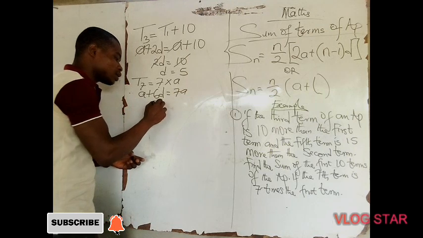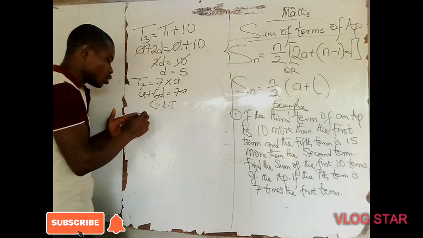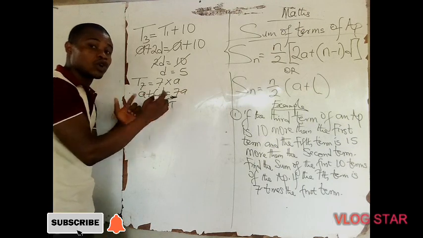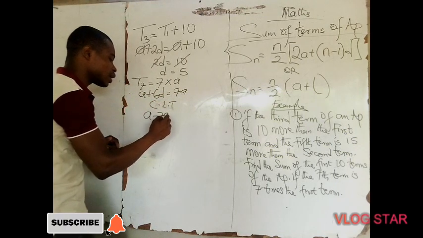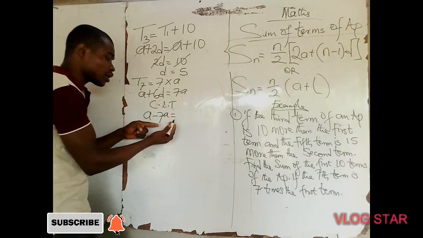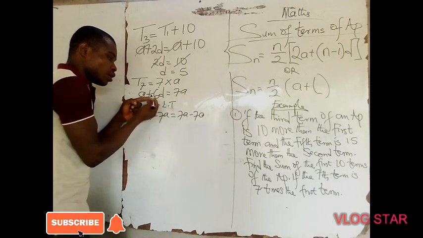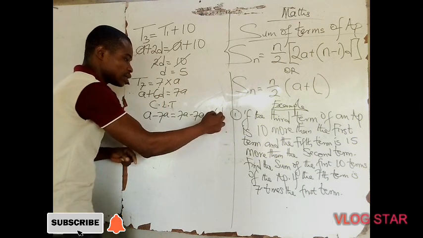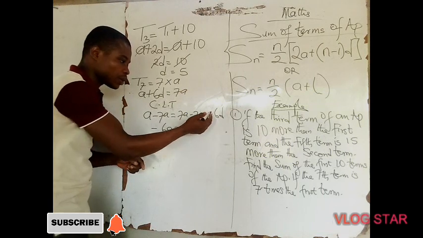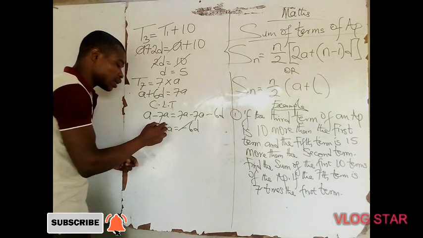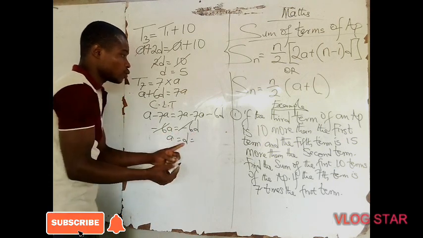So what next? You collect the like terms. A and 7A are like terms. When 7A crosses the equality sign, or you subtract 7A from both sides, according to the laws of equations, A minus 7A equals 7A minus 7A. When plus 6D crosses, it changes to minus 6D. A minus 7A gives minus 6A, equal to 7A minus 7A, remaining minus 6D. So minus 6 cancels minus 6. What we have is A equal to D. Now if A is equal to D, what is the value of our D?